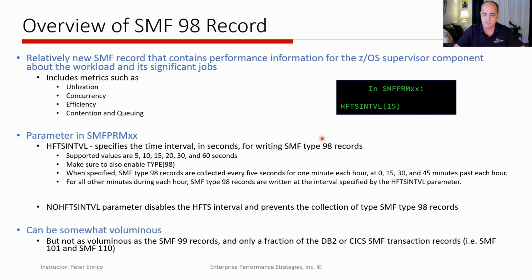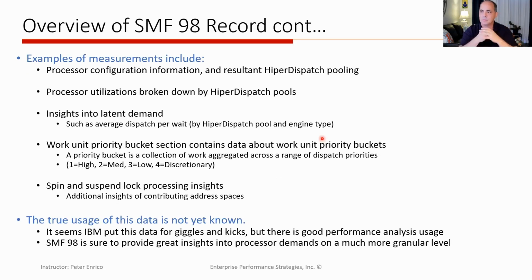And again, these could be somewhat voluminous, but when you compare them to your 110s or your 101s, they're probably not that voluminous. There are quite a lot of measurements in these, but some of the things we're going to see are measurements that give us processor configuration information, so we can see what the setup is, and some hyperdispatch pooling measurements, which I'll show you examples of.